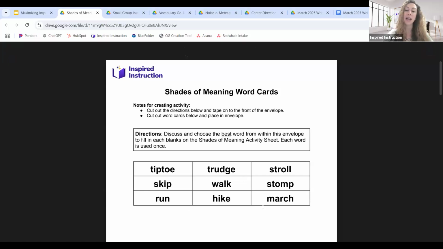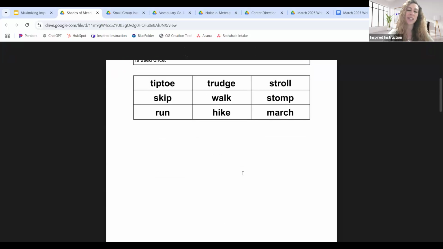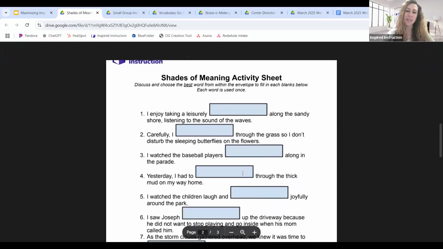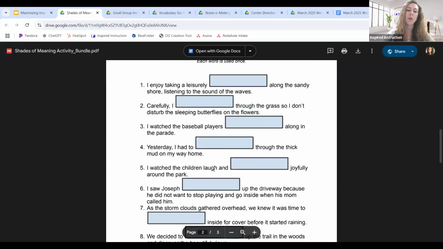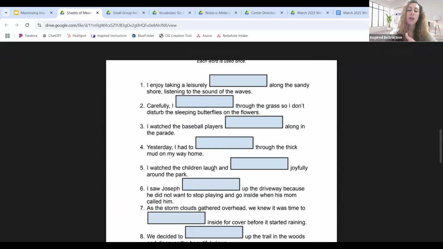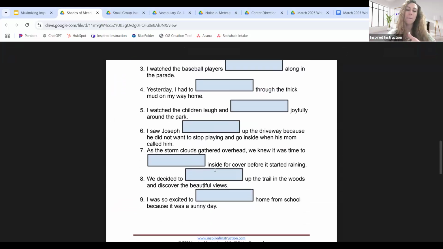So they'd have these 9 cards inside an envelope. Tiptoe, trudge, stroll, skip, run, walk, hike, stomp, march. And with those little cards, they are using them to place appropriately into these blue boxes. So using the context of the sentence, they're trying to decide where would the word, let's say, trudge fit in best? Where would the words stroll or walk or skip or hop fit in best?